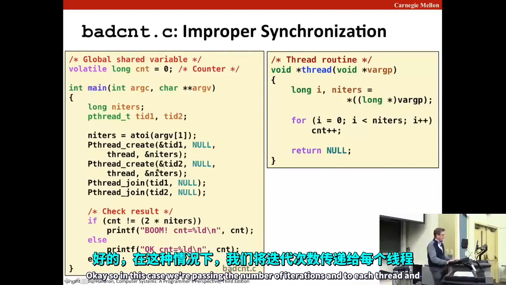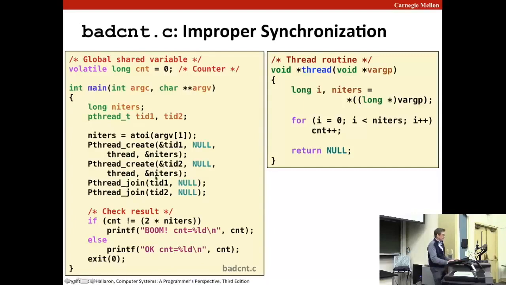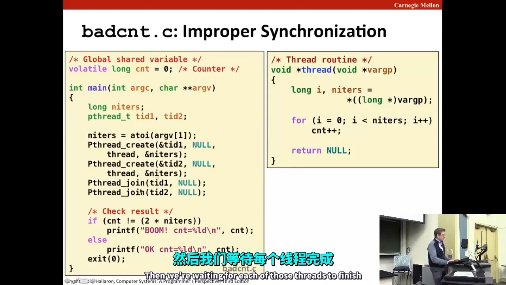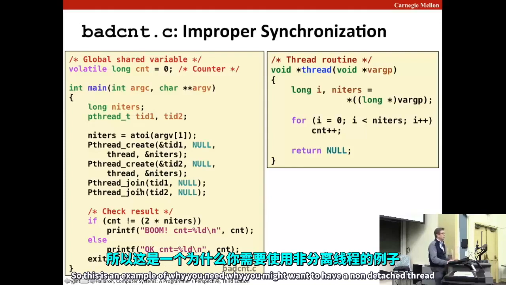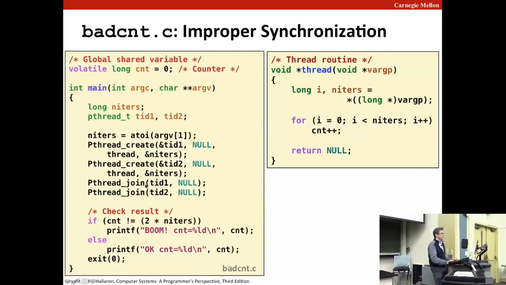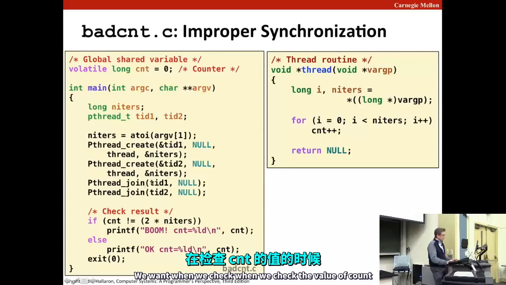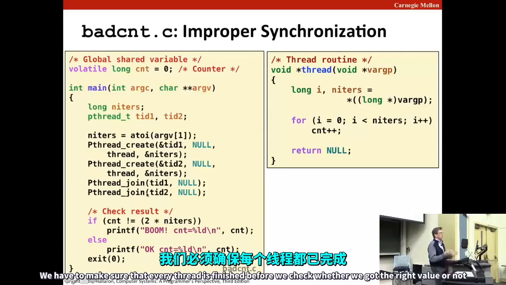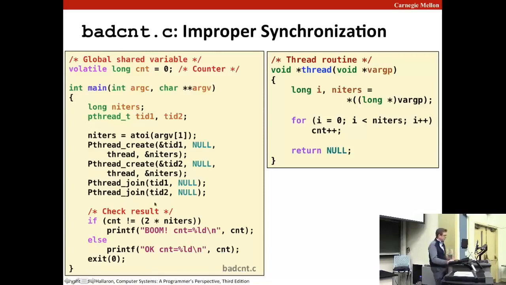In this case, we're passing the number of iterations to each thread. And then we're waiting for each of those threads to finish. So this is another example of why you might want to have a non-detached thread. When we check the value of count, we have to make sure that every thread is finished before we check whether we got the right value or not. So we wait for each thread to finish.